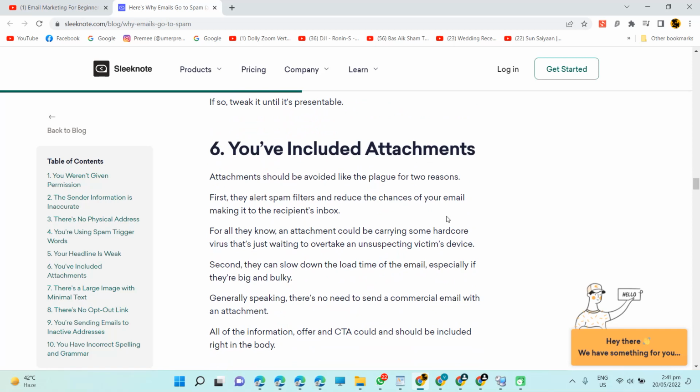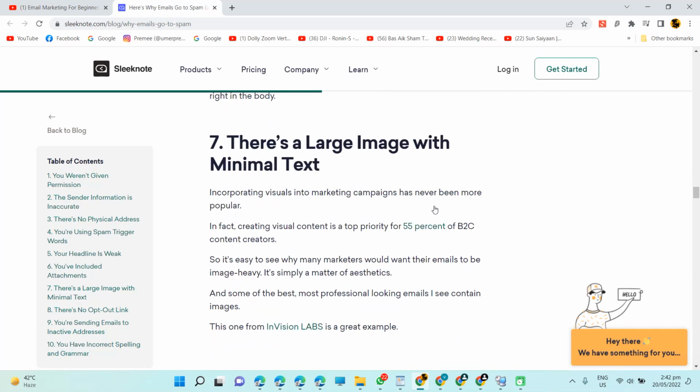Number 6. You included an attachment. Attachments should be avoided like the plague for two reasons. First, they alert spam filters and reduce the chance of your email making it to the recipient's inbox. For all they know, an attachment could be carrying some hardcore virus that is waiting to overtake an unexpected victim's device. Second, they can slow down the load time of the email, especially if they are big and bulky. All of the information and CTA should be included right in the body.